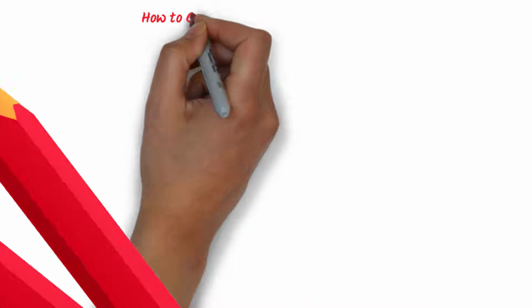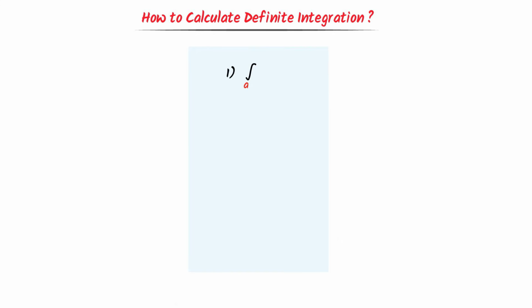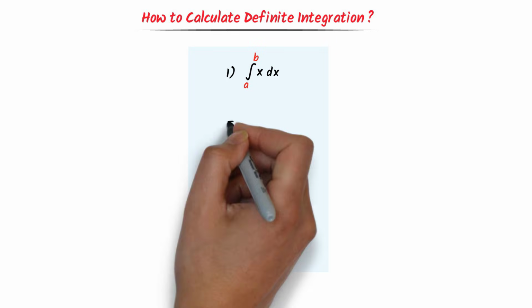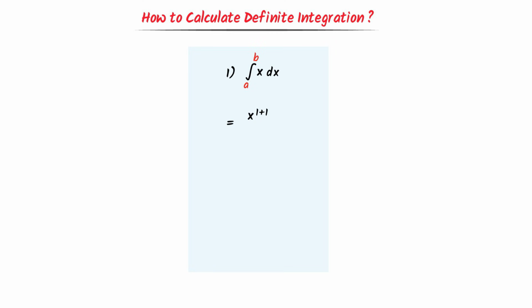Lastly, we will learn definite integration. For example, consider these questions and find their definite integration. Remember that we call such type of question definite integration because the lower value and upper value of integration is known. Now in case of the first question, I integrate the value of x. I write x raised to the power 1 plus 1 upon 1 plus 1. I put square brackets. Then I write the lower limit, which is a, and I write the upper limit, which is b.